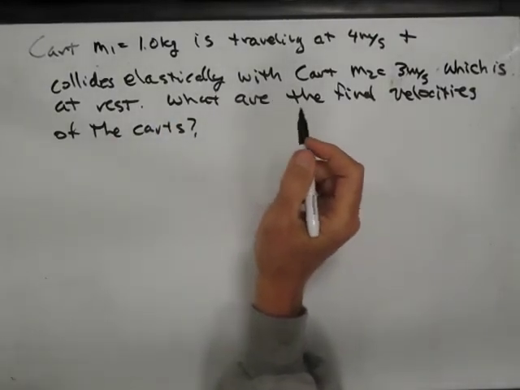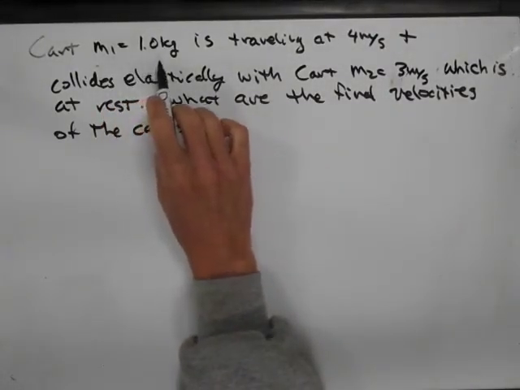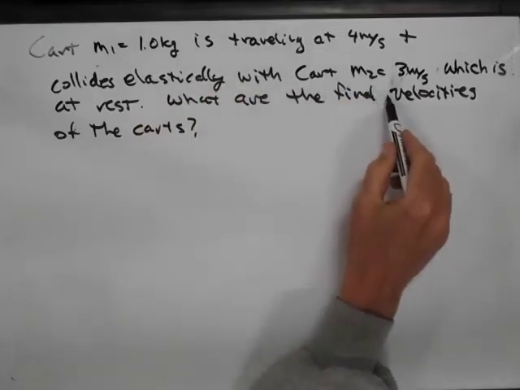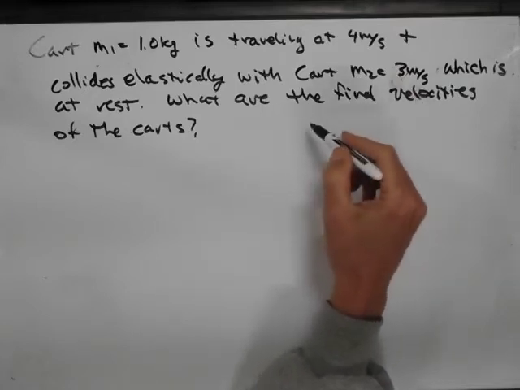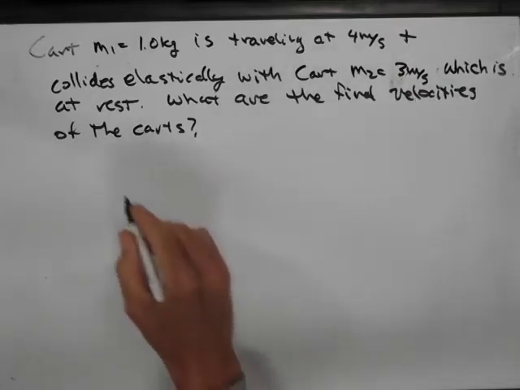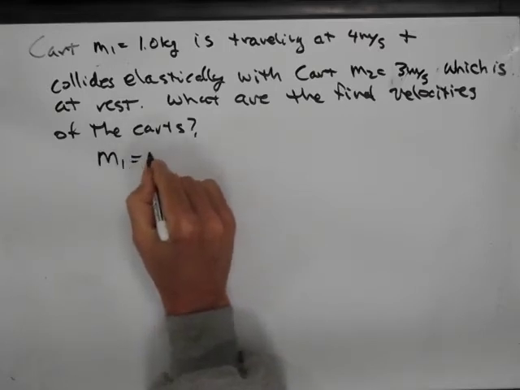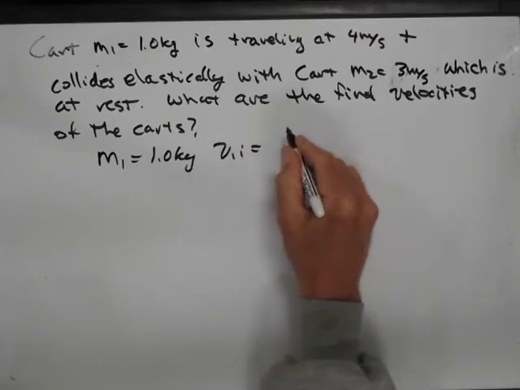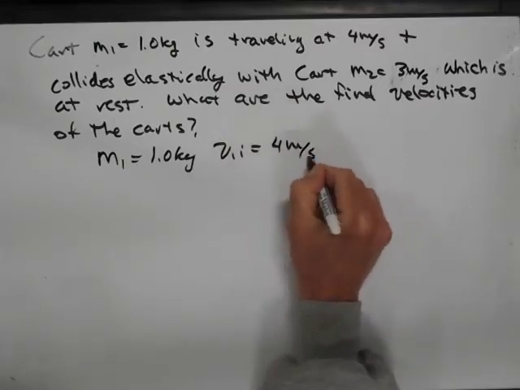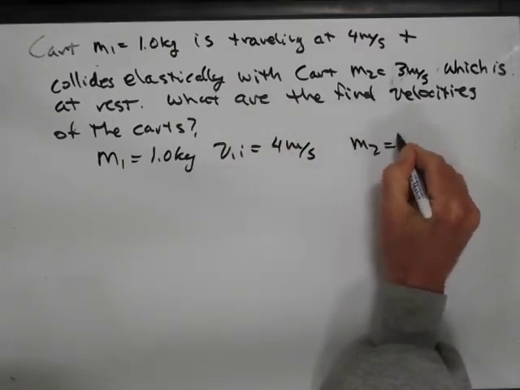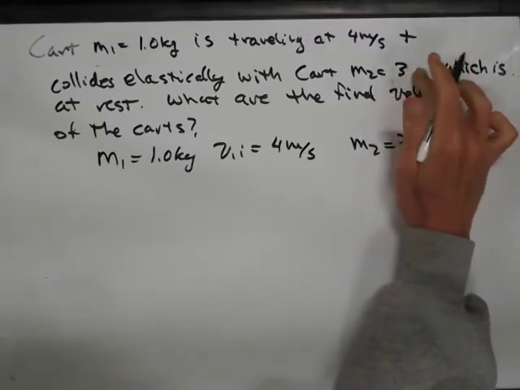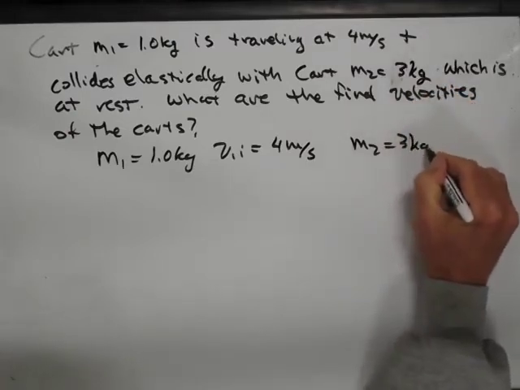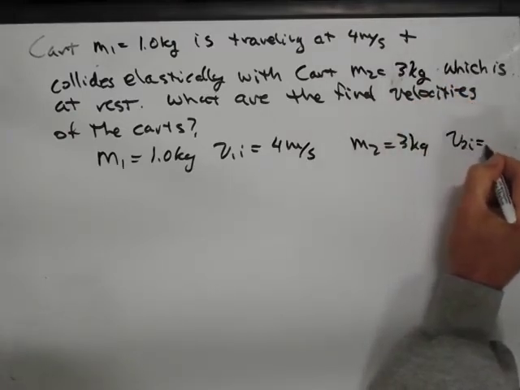So here's an elastic collisions problem. Cart m1 equals 1 kilogram is traveling at 4 meters per second and collides elastically with cart m2 equals 3 kilograms, which is at rest. What are the final velocities of the carts? And so we have m1 is equal to 1.0 kilograms and v1 initial is equal to 4 meters per second. m2 is equal to 3 kilograms, and v2 initial equals 0.